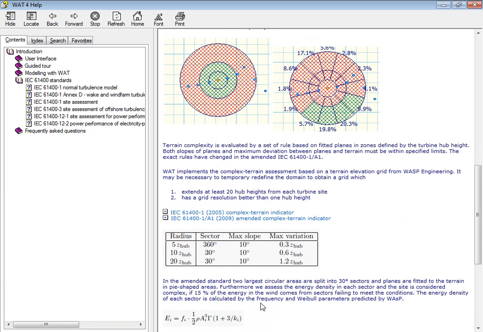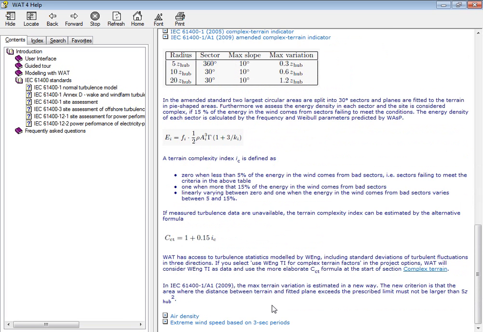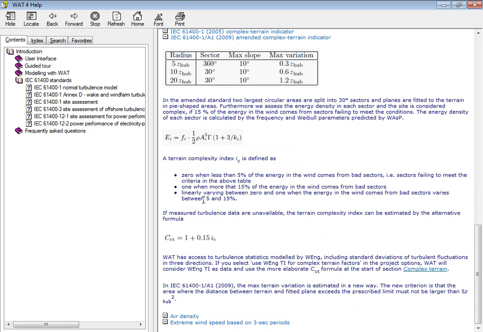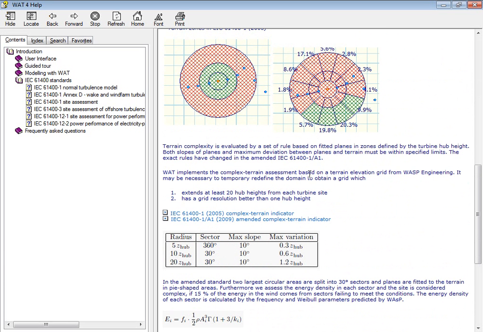and there's a criterion saying that you should evaluate what is the energy content of these sectors, and then the rule is that you should calculate how much energy is coming from sectors where the terrain is not compliant with the criteria here. And also there were two ways you could calculate this structure function, either by this one here. Later on they allowed this simplified one, which is related to this factor here, which is something to do with the assessments of the terrain.